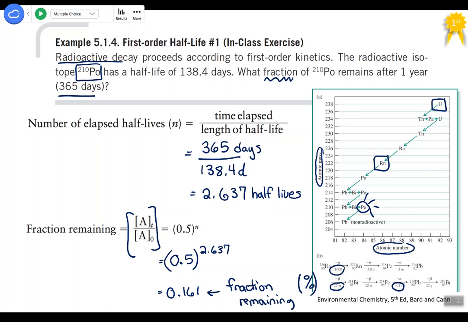What if I wanted to calculate percent? Well, we know how to turn fractions or decimal numbers into percent. If I multiplied this by 100, that would give me 16%. So 16% remains, which means 84% has reacted. Once we figure out this fraction, we can do percent, we can do what remains, we can do what's being used up. We just need to pay attention to whatever is being asked so that we can answer it appropriately.